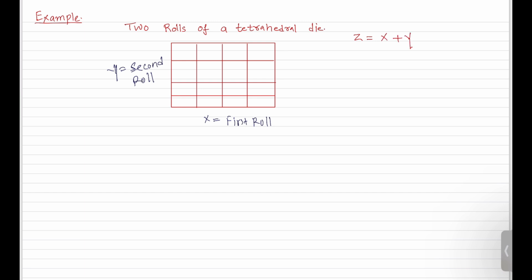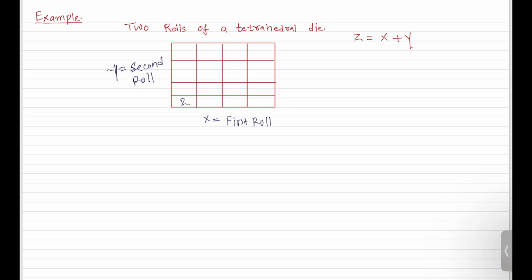So we will carry out the experiment. Maybe on our first roll we get 1, so x will take the value 1, and on the second roll we get 1 again, so y will take the value 1, right? So we are done with our experiment. x has taken the value 1, y has taken the value 1, so z will take the value 2. So for this particular outcome, z will take the value 2.